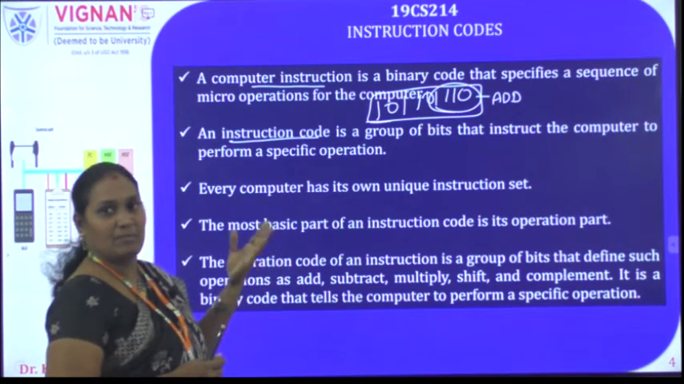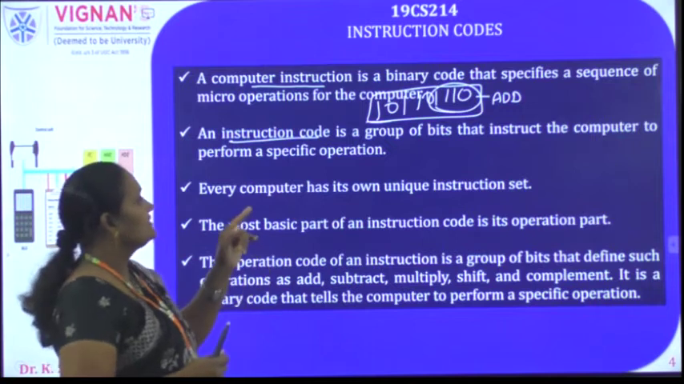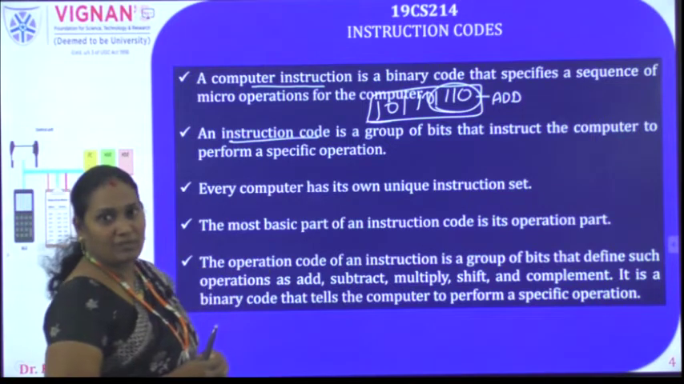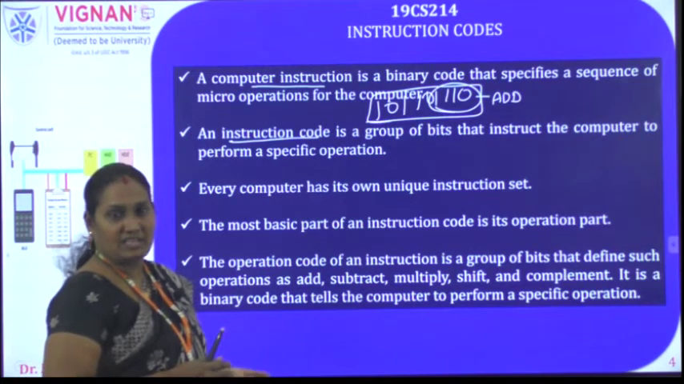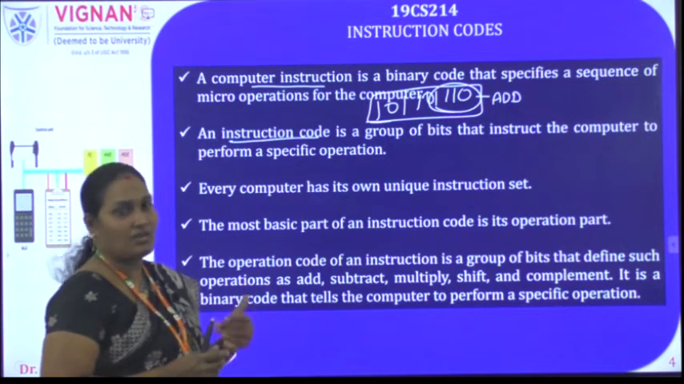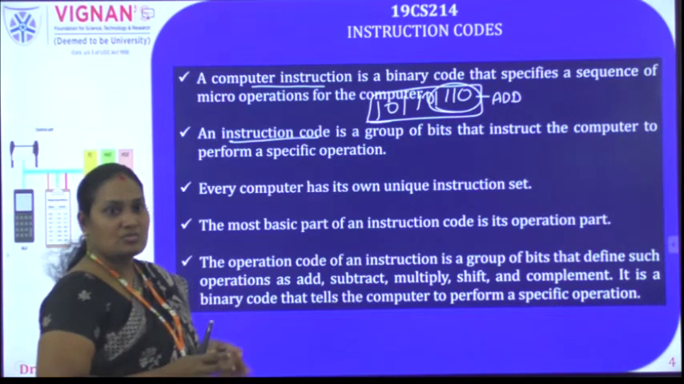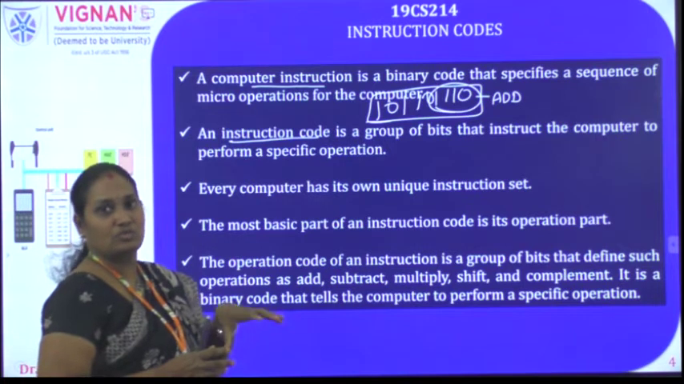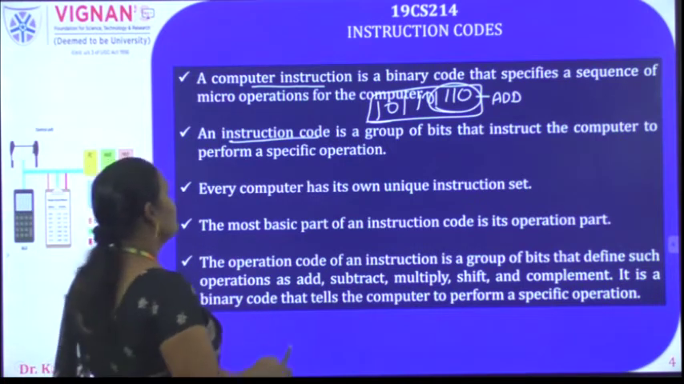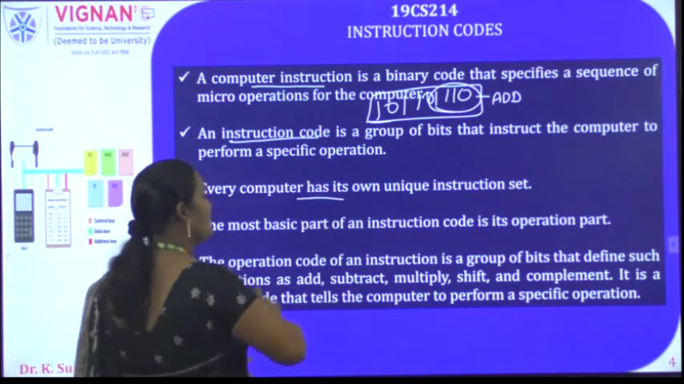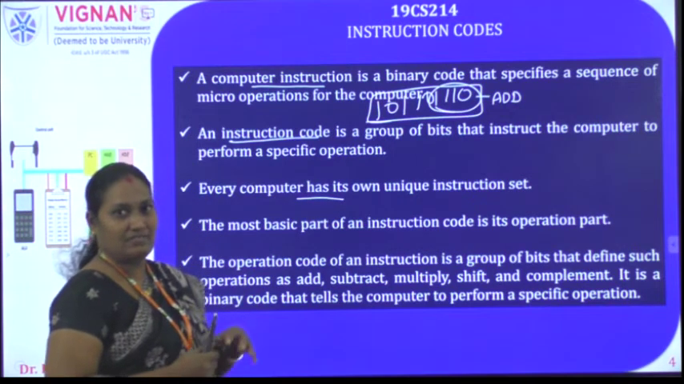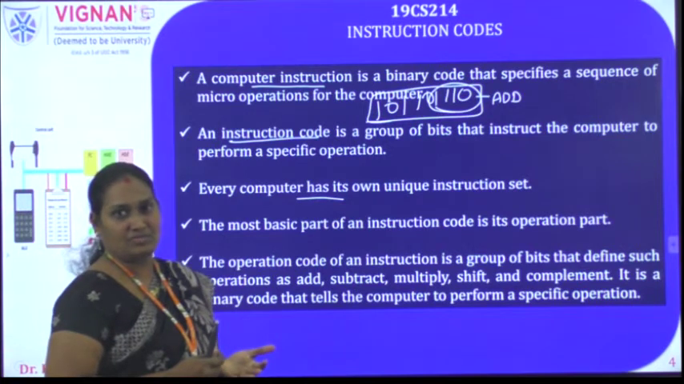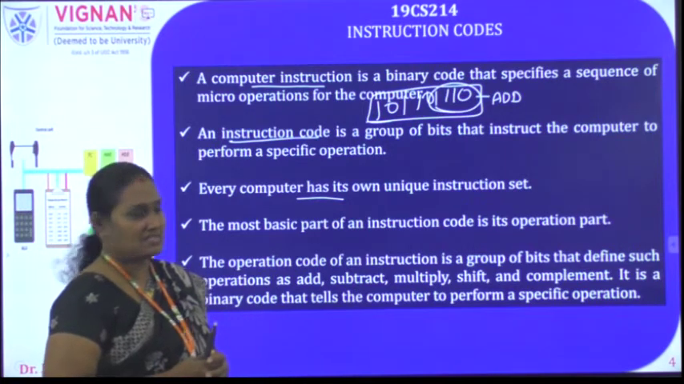That is also a binary code that instructs the computer to perform a specific operation. That specific operation may be an addition operation, subtraction operation, multiplication, logic operation, or shift operation, whatever it may be. So it instructs the computer to do a specific operation. Now, every computer has its own unique instruction set. Based on the configuration of the system, it has its own instruction set.